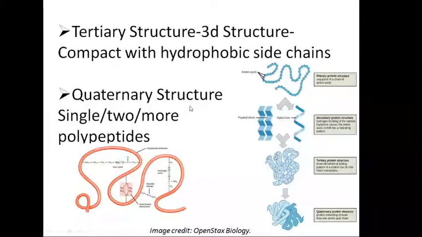A quaternary structure refers to an interaction of one or more subunits to form a functional protein, in the spatial arrangement of the subunits in a protein that consists of more than one polypeptide chain.